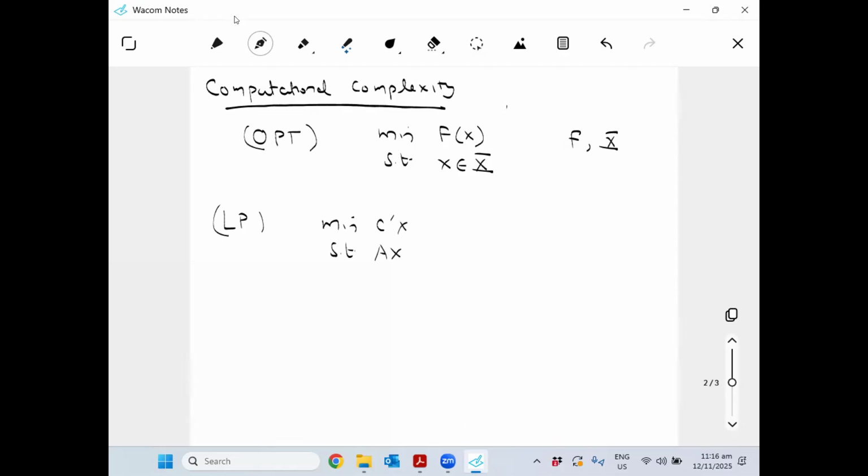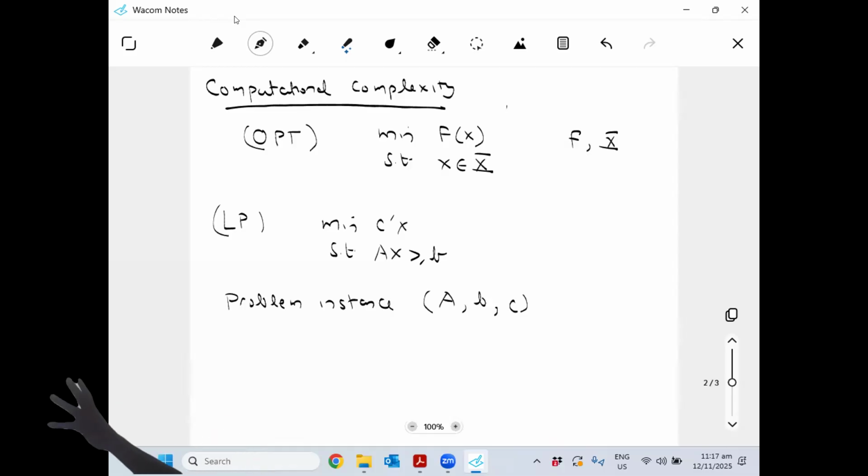we are looking at problems of this type, Ax less than or equal to b. So what's a problem instance? An instance of the problem is a particular matrix A, a particular vector b, a particular vector c. Okay. Now, this is a problem instance. I change A, b, and c, I get a different LP. I want an algorithm that can work for every problem instance. Okay. And I want it to run fully efficiently.